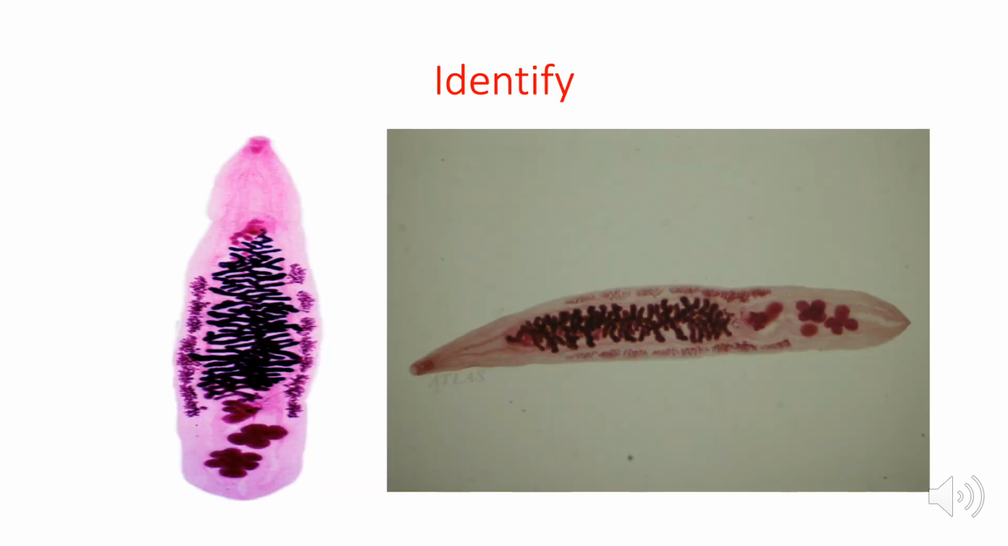These worms have vitellaria situated at the middle one-third of their bodies. Can you identify the two worms? Yes, both of them are Opisthorchis adult worms. Why? Because they both have lobed or lobulated paired testes.